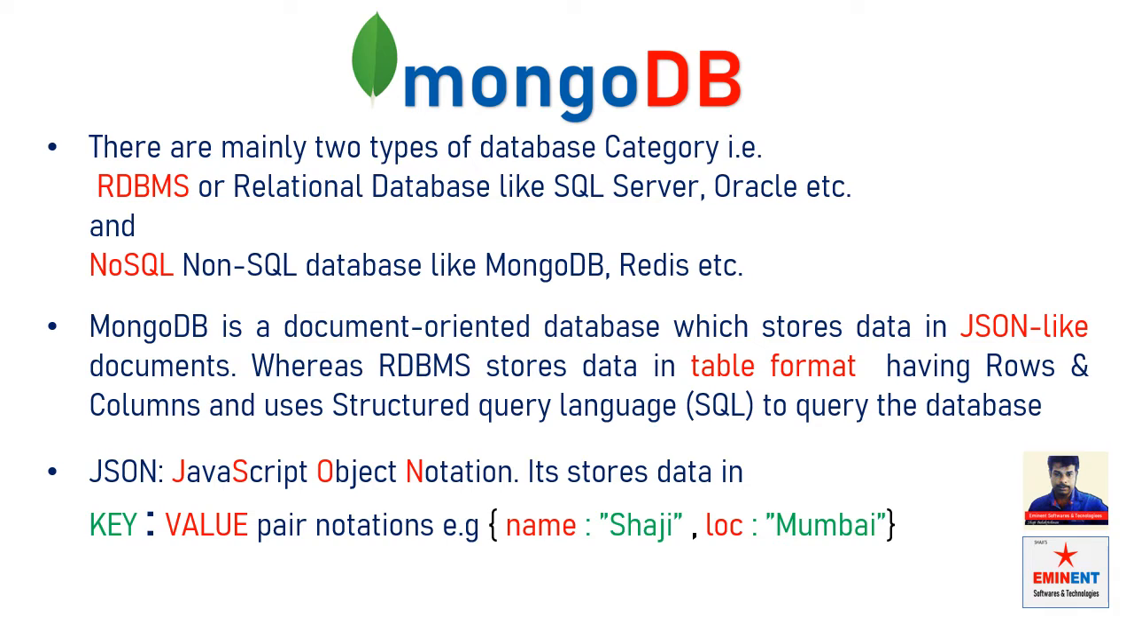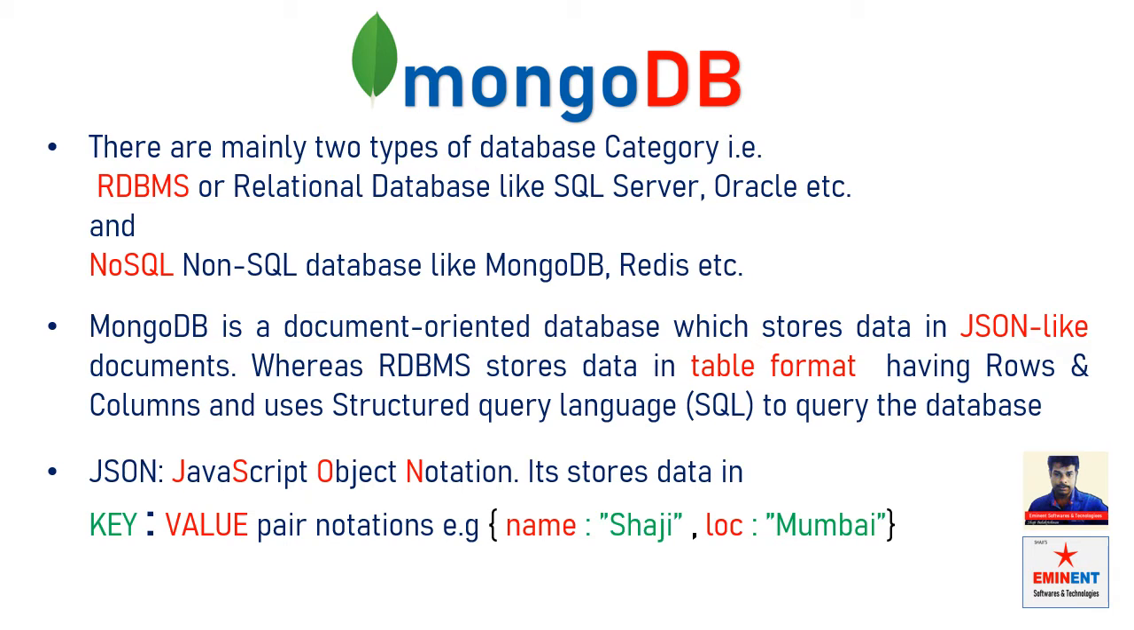There are mainly two categories of database: RDBMS or relational databases like SQL Server or Oracle, and NoSQL, that is non-SQL databases like MongoDB, Redis, etc. MongoDB is a document-oriented database which stores the data in JSON-like documents, whereas the RDBMS stores the data in table format, having rows and columns, and uses structured query language to query the database.